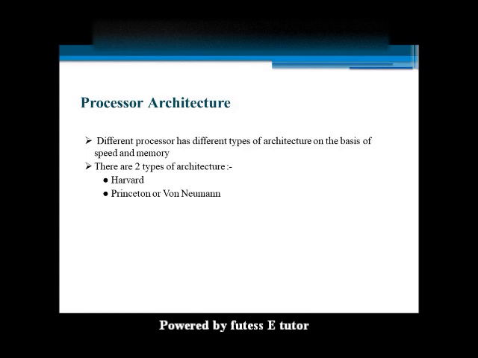same bus. Harvard architecture is a modification over von Neumann architecture. It separates the data path used to access the code and data. This makes it possible to fetch instruction and data at the same time.